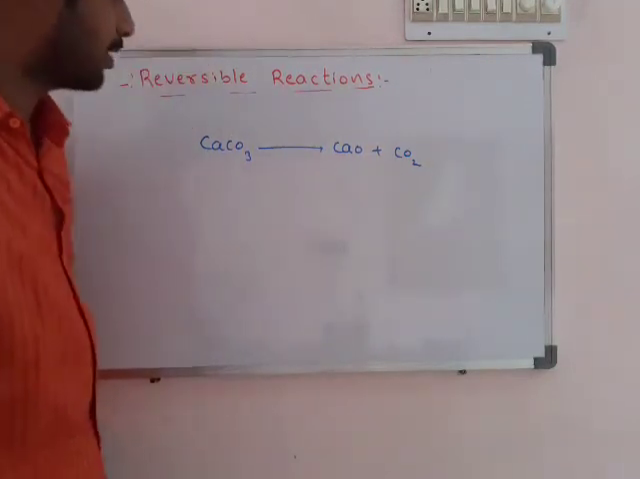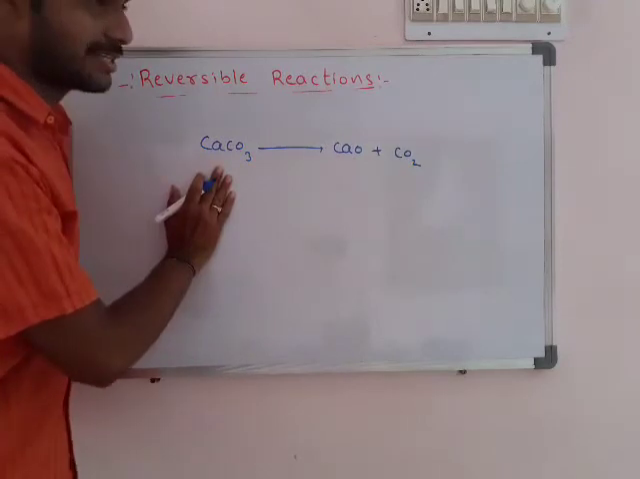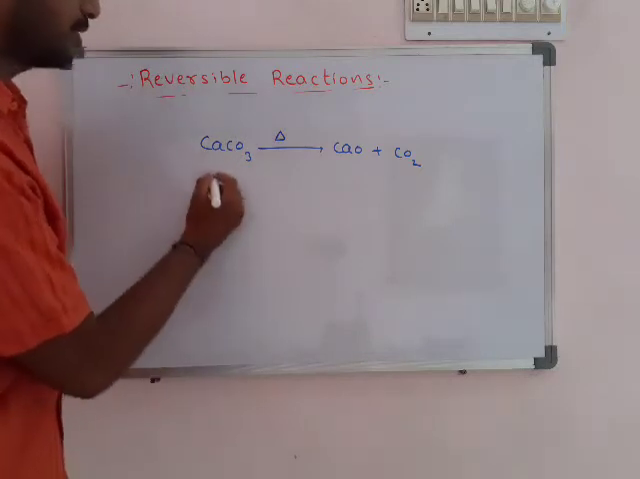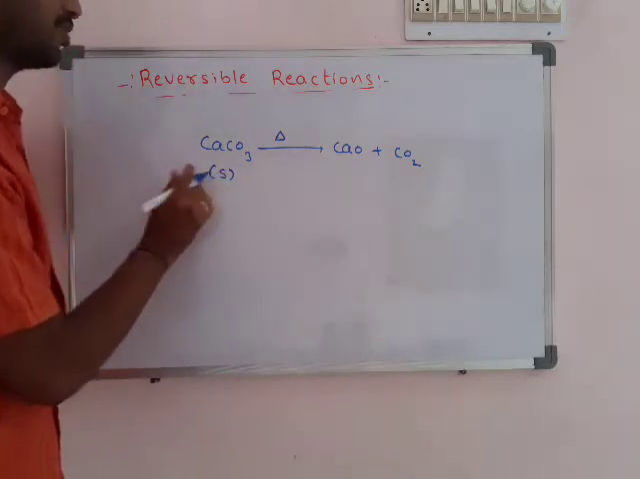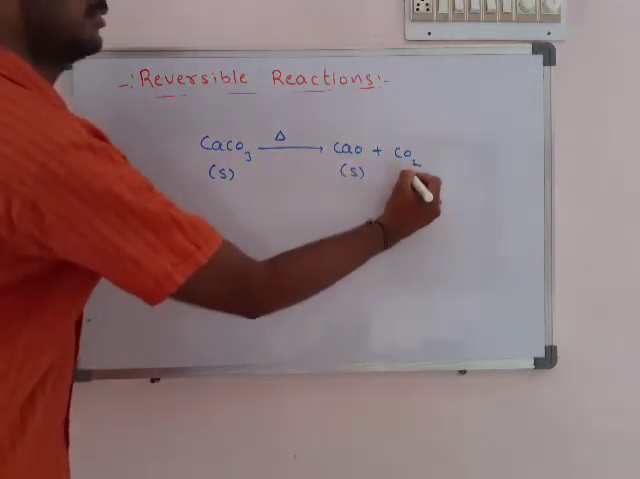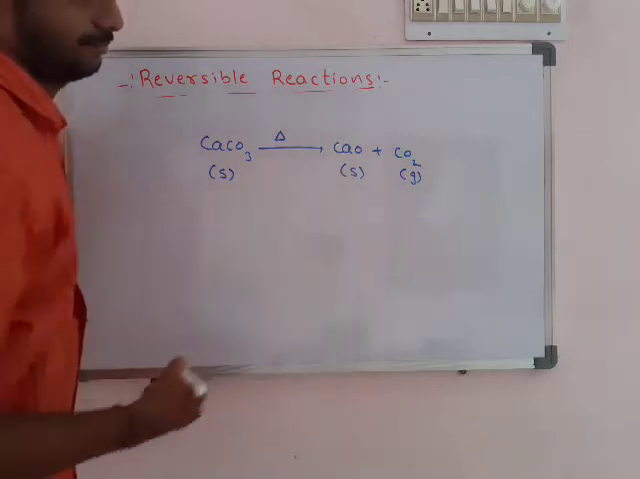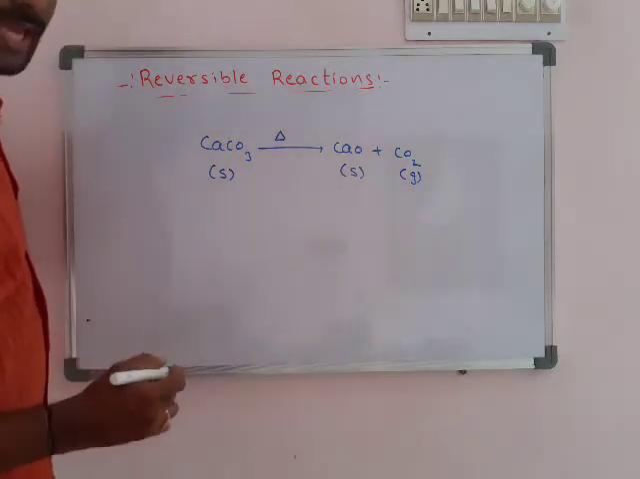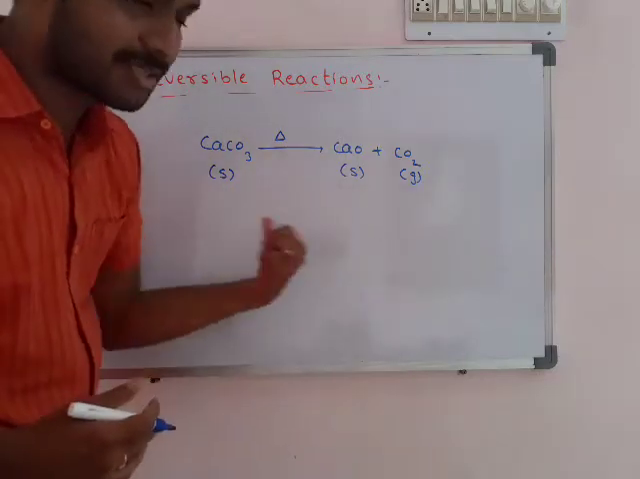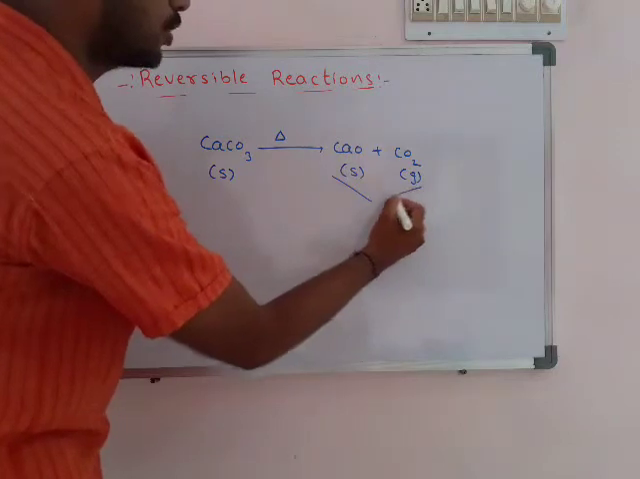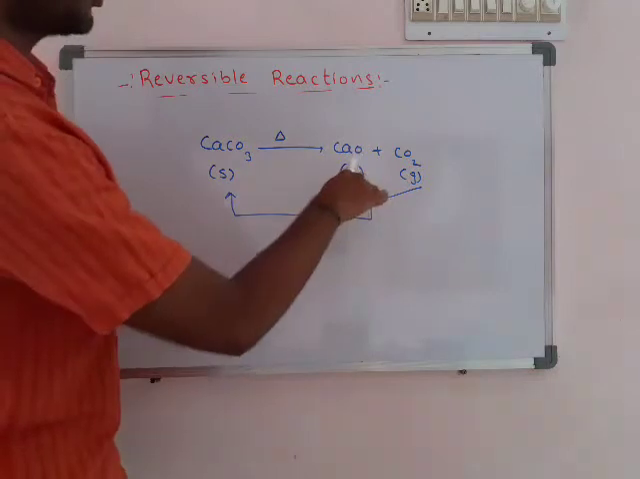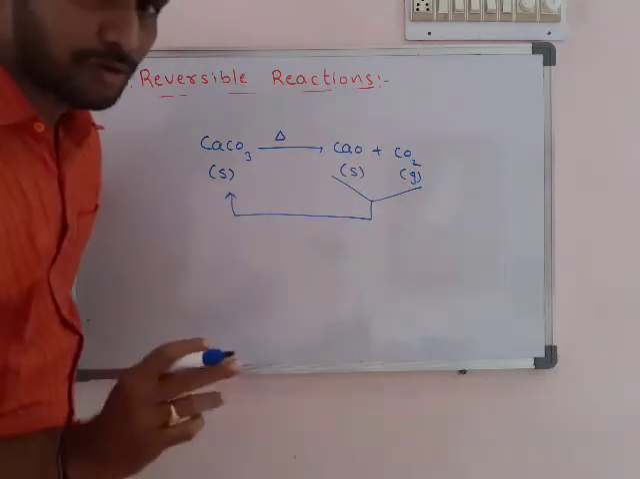For example, on heating limestone, this is the reactant. On heating, these two compounds are formed. We know the physical state of calcium carbonate is solid, and CO2 is a gas. In the forward reaction, CaCO3 forms CaO and CO2. In the reverse reaction, these two combine to form CaCO3.